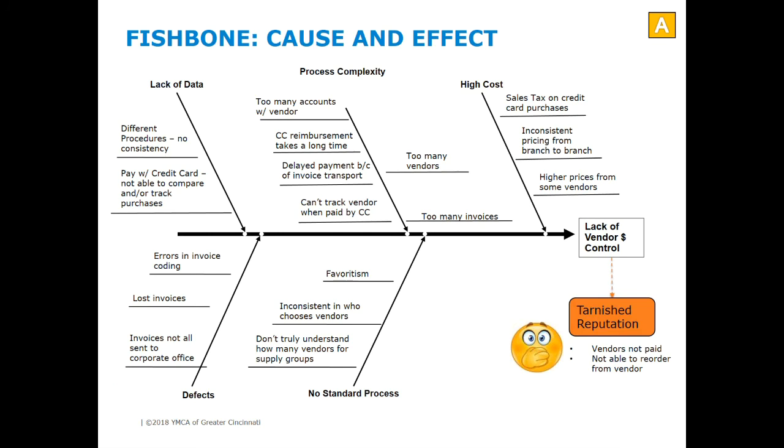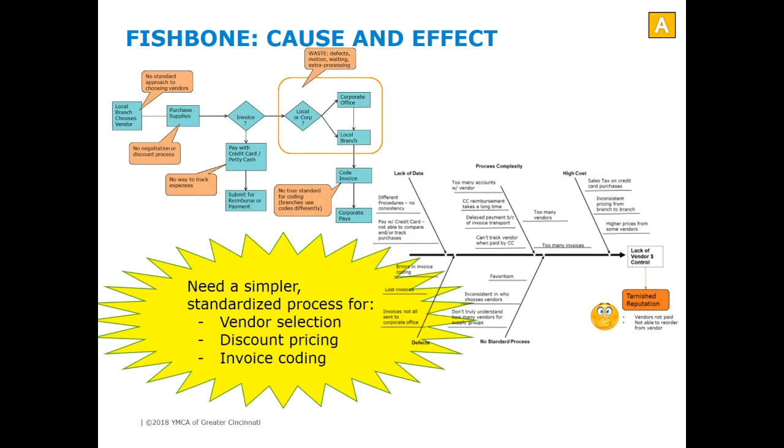In the analysis phase, the team used a fishbone diagram to identify causes that lead to the effect lack of vendor control. There were 5 primary causes: lack of data, process complexity, high cost, defects, and no standard process. A closer comparison of the process map and fishbone diagram revealed common problems: a need for a simpler, standardized process for vendor selection, discount pricing, and invoice coding.